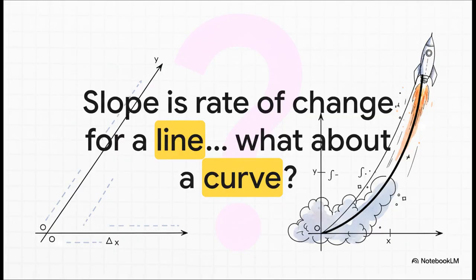And that leaves us with a really interesting question. This formula is perfect for straight lines because the rate of change is always the same. But what about a curve? Think about a rocket taking off. Its speed is changing every single second. How could you possibly measure its rate of change at one single instant? Well, that exact question is what led to the invention of calculus.